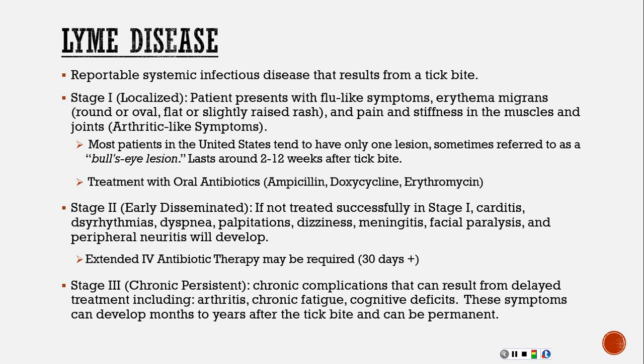All right. So, you get a tick bite. It causes a systemic infectious disease. Stage 1 is localized. You'll see flu-like symptoms and erythema migrans. Did I say that one right? I don't know, but we'll go with it. Those are the round or oval, flat, or slightly raised rash that develops, and pain and stiffness in the muscles and joints. So they feel like they have a mix between flu and arthritis, and then they've got this crazy rash going on, and they just don't know what's going on.